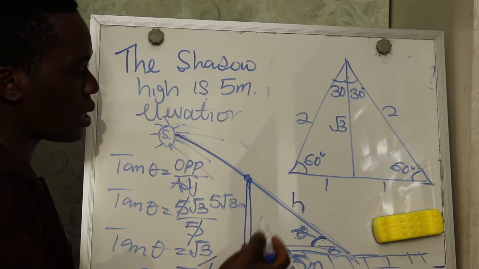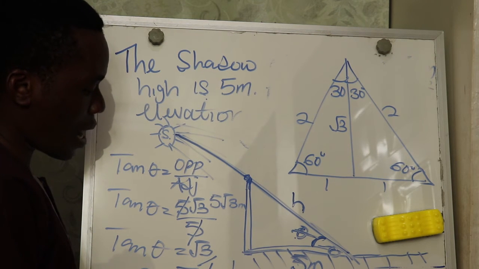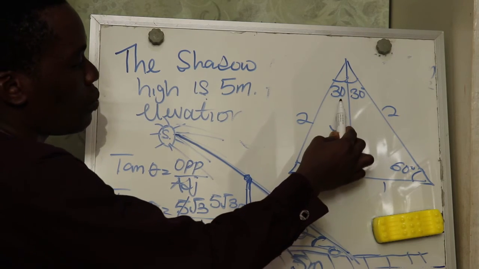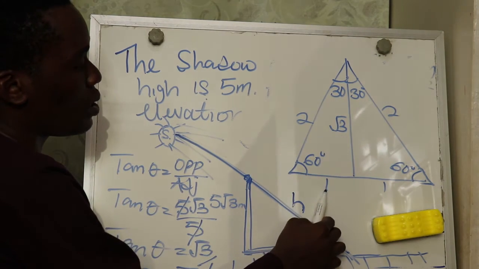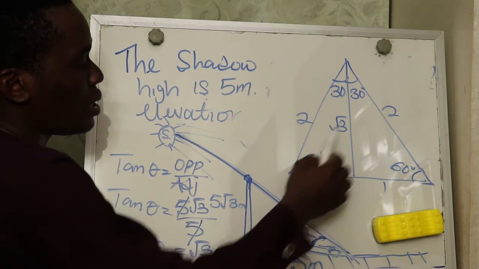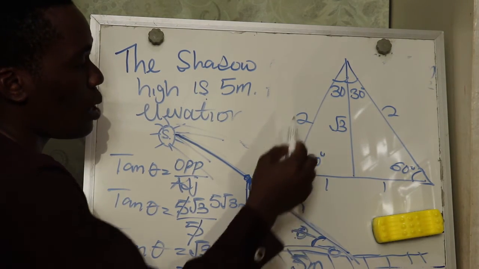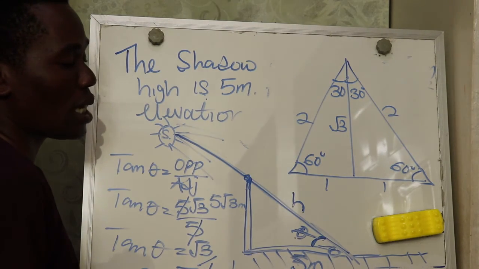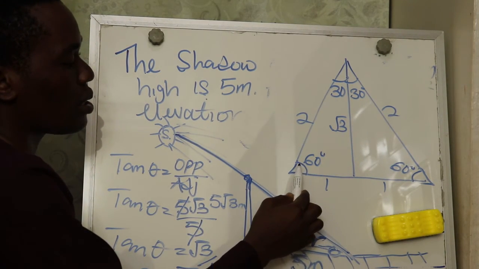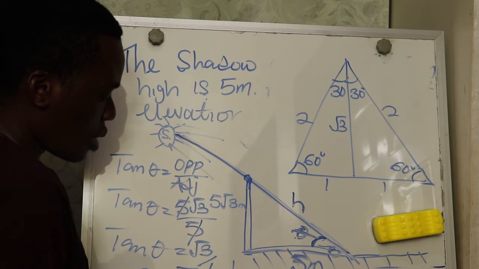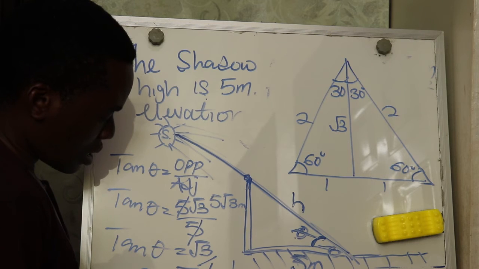Now if we look at that, we are looking at the arctan, and tan is opposite over adjacent. For tan 30, the opposite is 1 and the adjacent is root 3, so that gives 1 over root 3, which doesn't fit. Now let's look at tan 60. Tan 60 is opposite over adjacent. Good.